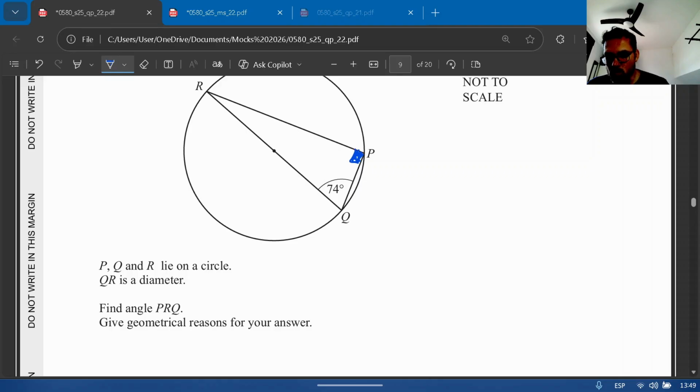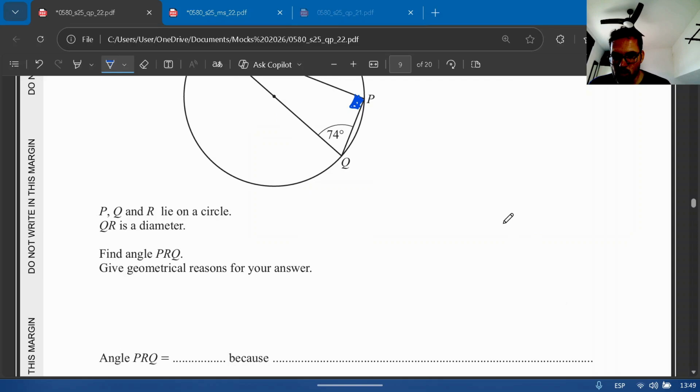So they want to know PRQ, which is here. They want to know that angle. So this will be a straightforward 180 minus the 90 and the 74. So that will be like 90 minus 74 is 16.